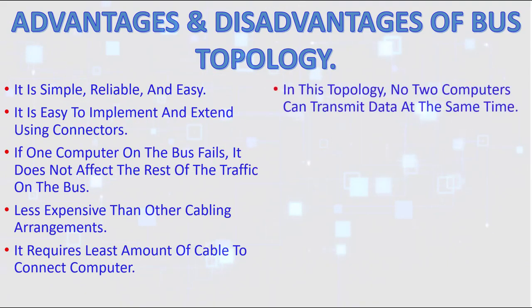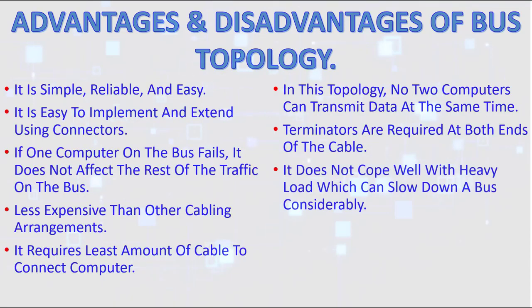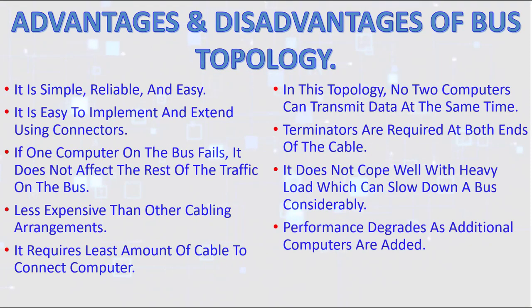The cons: two or more computers cannot transmit data at the same time. The cables need to be terminated at both ends. Heavy load on the network can make the network slow, and can also cause the network to crash. Adding more systems can degrade the network performance.